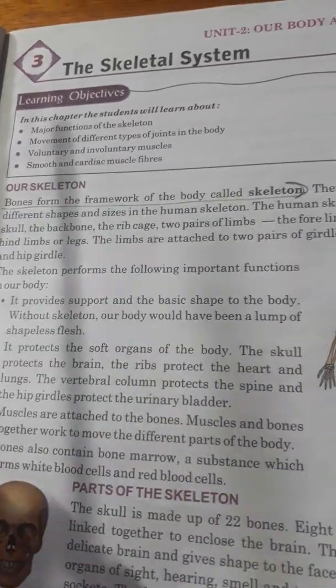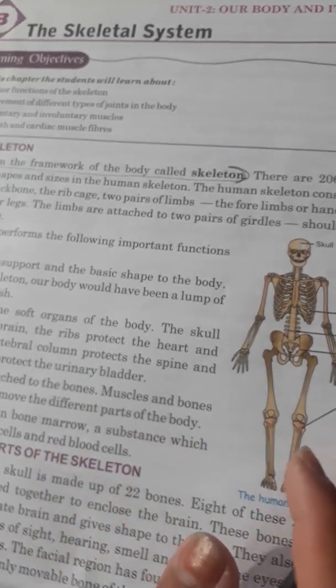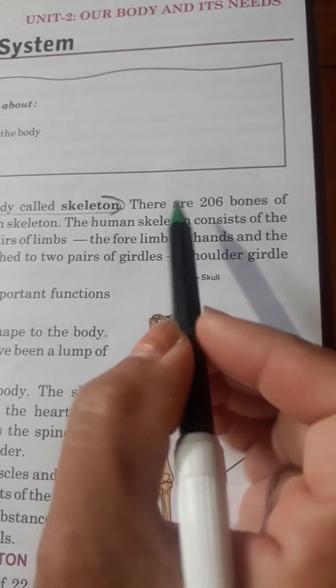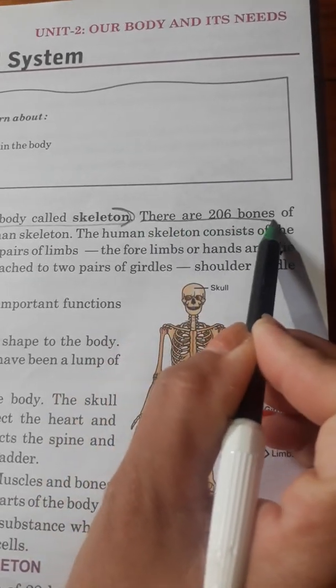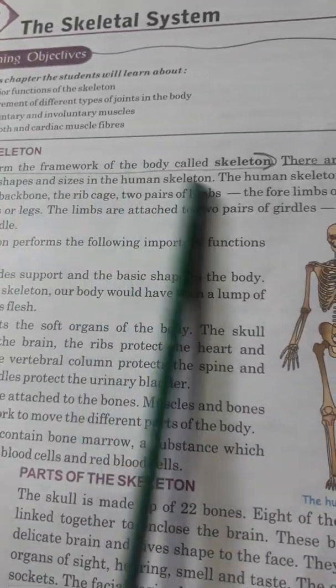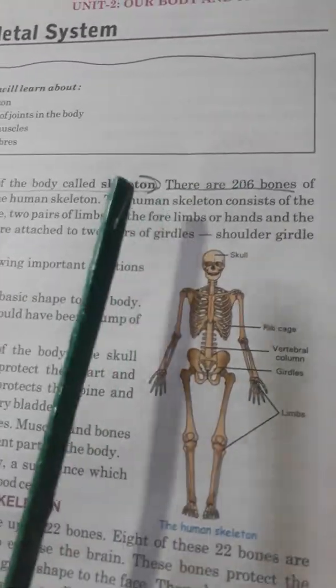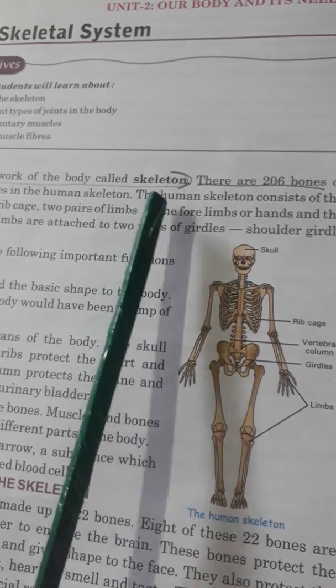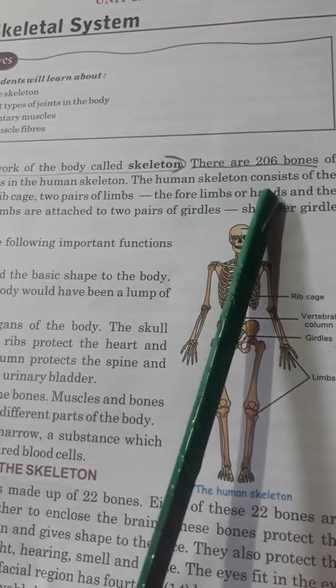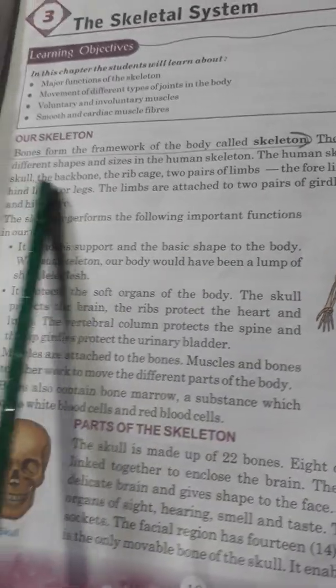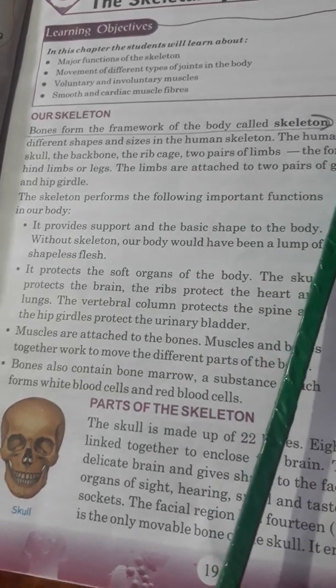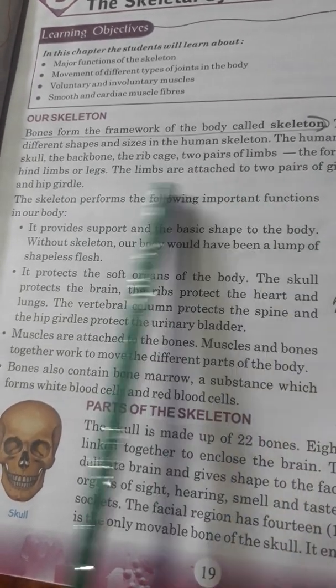And here underline this also: how many bones are there in a human being? 206 bones, okay, and these 206 bones have different shape and size, okay, and the human skeleton consists of all this. You have to underline all these things, the skull, the limbs and all these, underline till here.